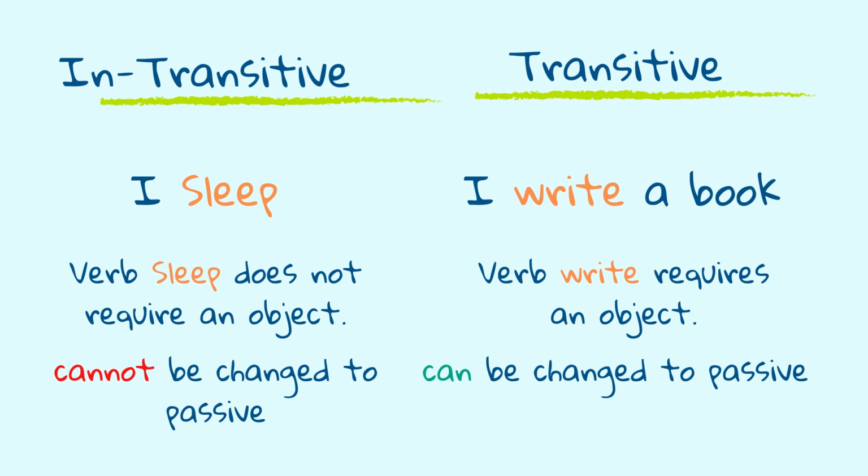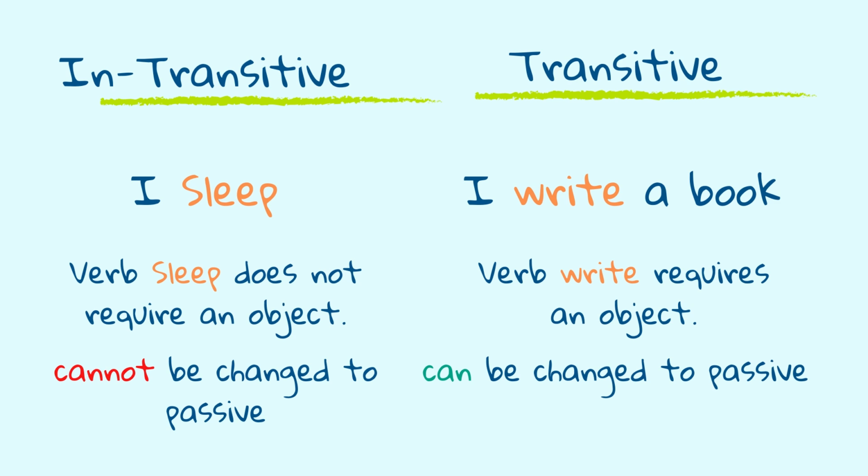Transitive verbs, on the other hand, require an object. For example, I write a book. The verb write requires an object. What do you write? What are you writing? And the object is a book, and that's why it can be changed to passive.